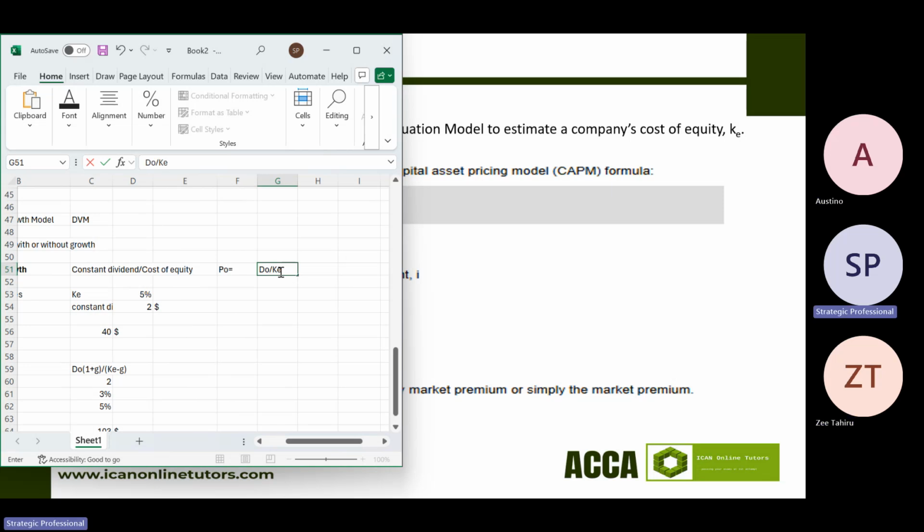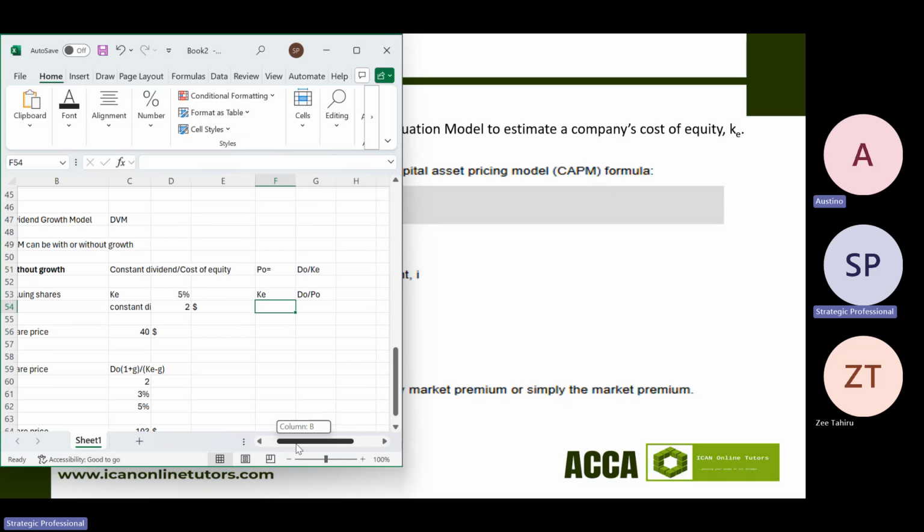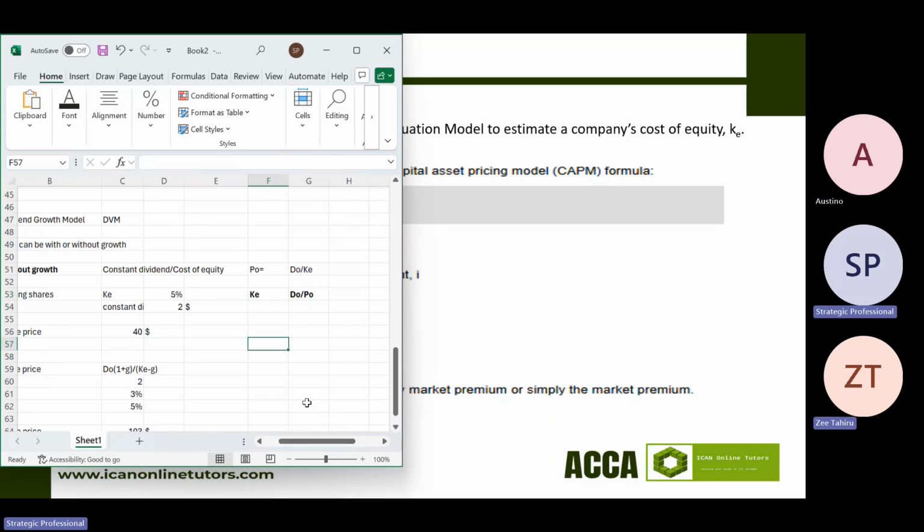So if you now want to get KE, take KE as the subject of the formula. KE is equal to DO divided by PO. But the growth element, you didn't include it. No, like I said, this one I first did is without growth. Yes, this is without growth.